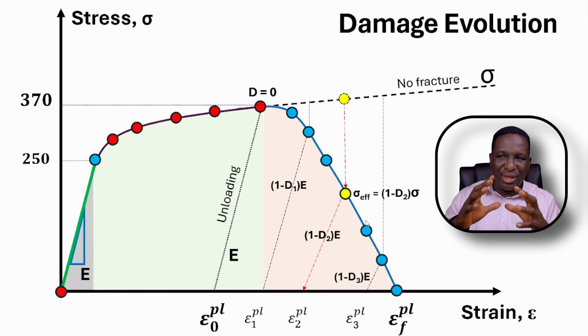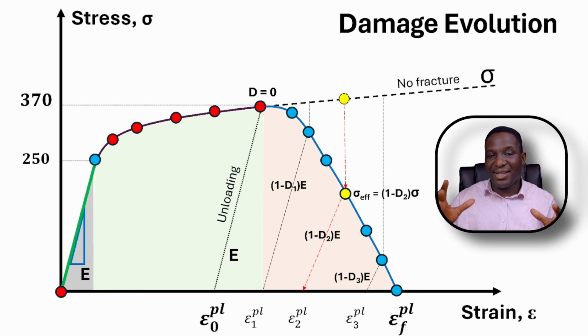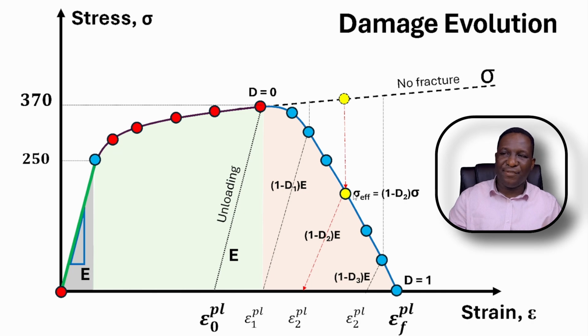So this is what within ABAQUS speak is called degradation. So you're degrading the modulus of this material during this unloading in order to get to a point where you've got a locked in plastic strain. That's what the damage evolution would be when damage is completed. So D becomes equal to 1. So the effective stress at a fully damaged state would be 0.